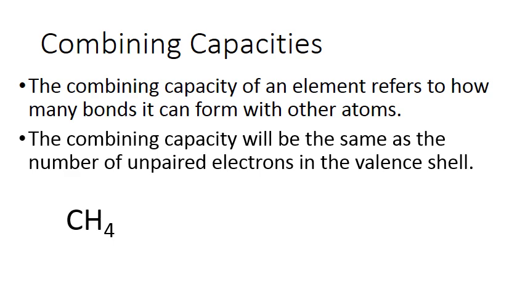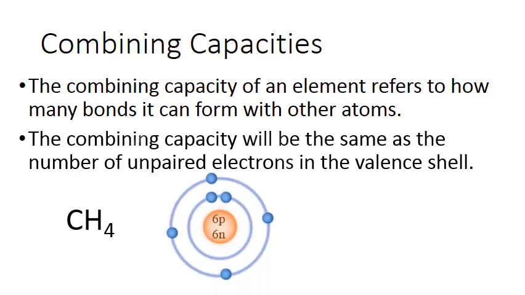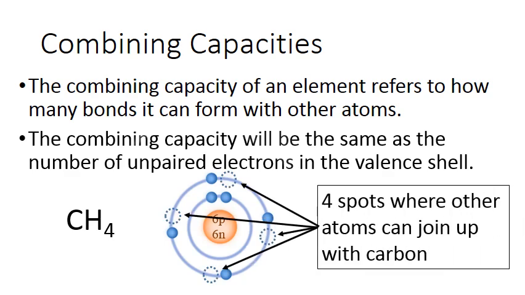So we'll take a look at carbon. So carbon can form 4 bonds here. Here it's bonded to 4 hydrogens. The reason why, if we look at the Bohr diagram for carbon, is that carbon has 4 unpaired electrons in its valence shell. That means it has 4 empty spots where other atoms can join up with the carbon.